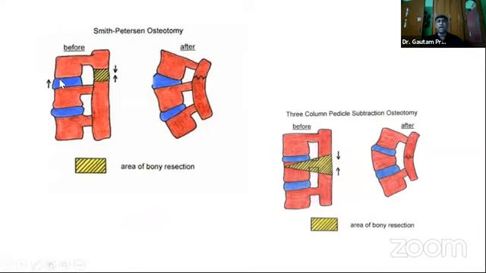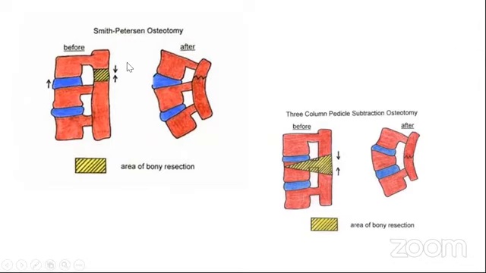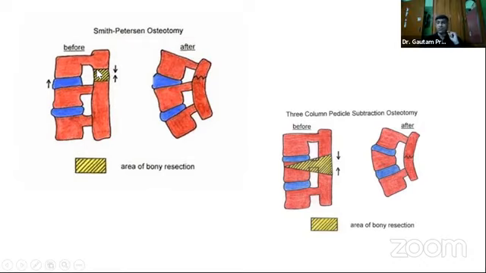In Smith-Peterson osteotomy, if the anterior column, that is the disc, is not calcified and is mobile, then Smith-Peterson osteotomy can be done. What we usually do is an extended Ponte osteotomy, in which most of the posterior elements are removed till you achieve union between the upper and the lower vertebra. By this, we can achieve even up to 15 degrees of kyphotic correction.